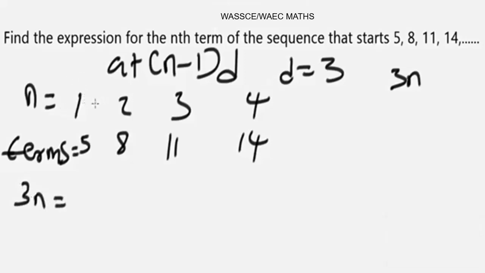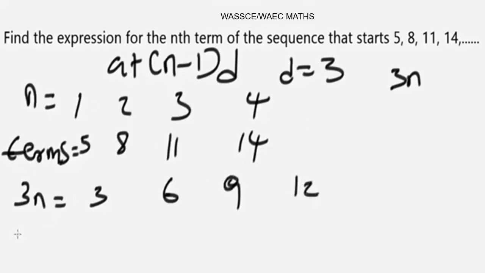When n is 1, the term is 5. When n is 2, the term is 8. When n is 3, the term is 11. When n is 4, the term is 14. So 3n, when n is 1, will be 3 times 1, which gives us 3. When n is 2, 3 times 2 gives us 6. When n is 3, 3 times 3 gives us 9. When n is 4, 3 times 4 gives us 12.